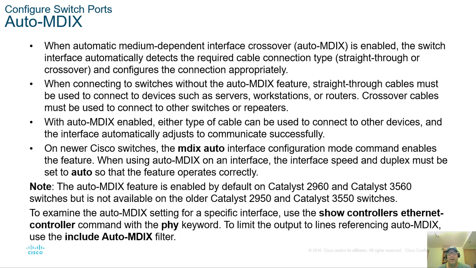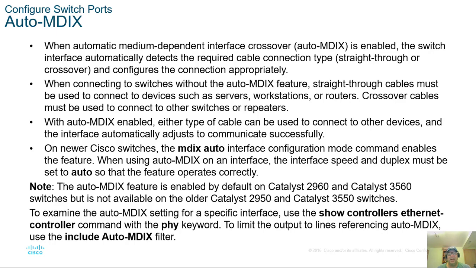But what AutoMDIX says is this: there's two types of cables, straight throughs and crossovers. If you use a cable at the wrong time, if you use a crossover where you're supposed to use a straight through, or use a straight through where you're supposed to use a crossover, your send and receive pinouts will be incorrect and it won't work. So what AutoMDIX basically does is it can sense if the pinouts are not correct, and it will then reorganize the pins for receiving.